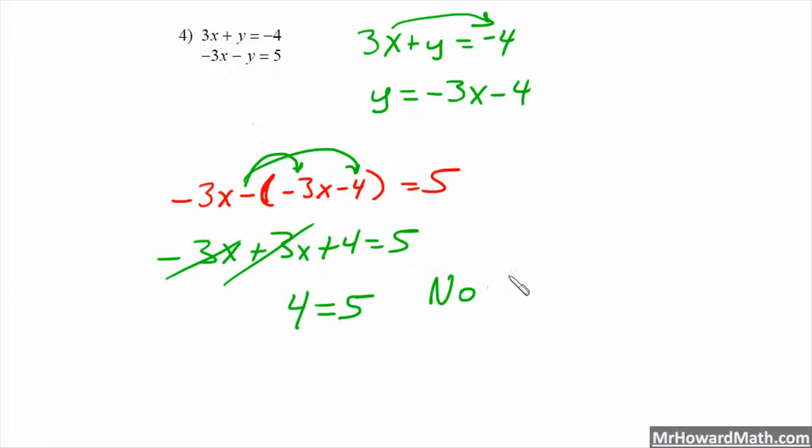So the answer here is that there is no solution because these two lines must be parallel with different y-intercepts. They will never cross. So no solution on that one. That's it for this video.